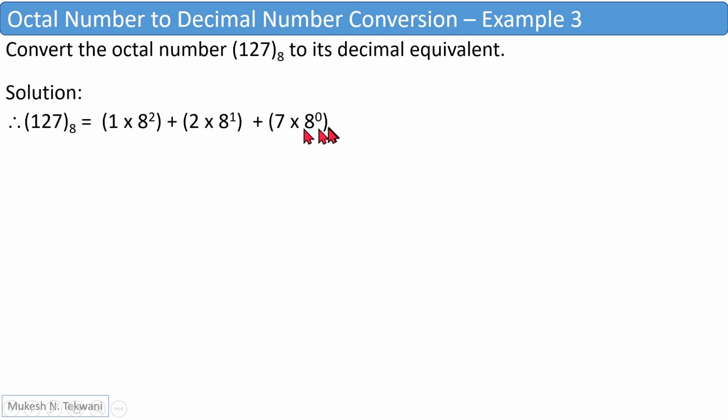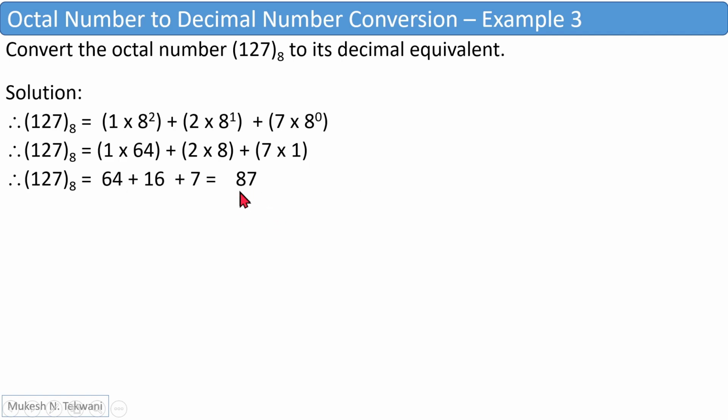And observe, as we move from one digit to the next, as we move from the least significant digit to the most significant digit, the power of 8 or the power of the base keeps on increasing. When we consider the most significant digit, we'll have 1 into 8 raised to 2, and this can be written as 1 into 64 plus 2 into 8 plus 7 into 1, which is 87, and therefore 127 of octal is 87 of decimal. Now here is the important result.